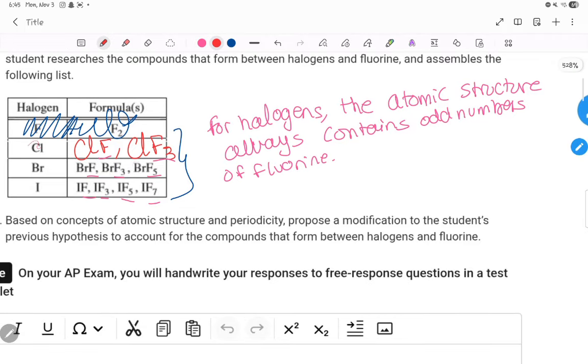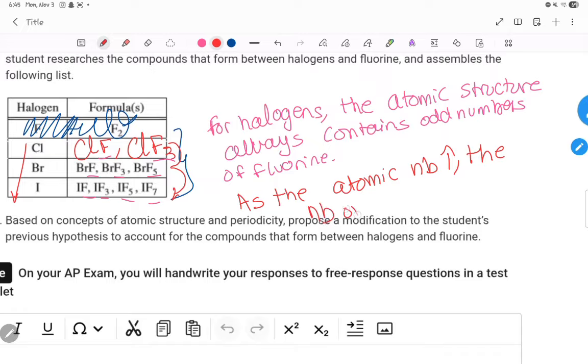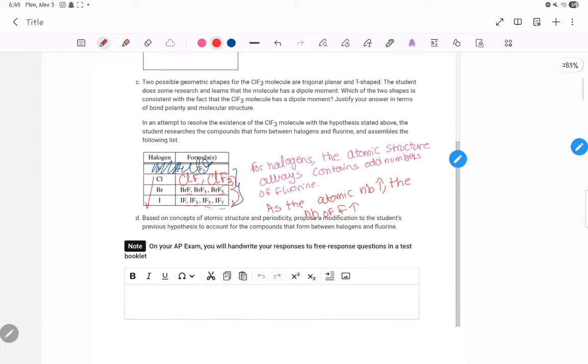What do we also notice? We notice that as we go down the group, the number of fluorine that can be bonded increases. So what do we call this? We say that as the atomic number increases, the number of fluorine increases, very simply.